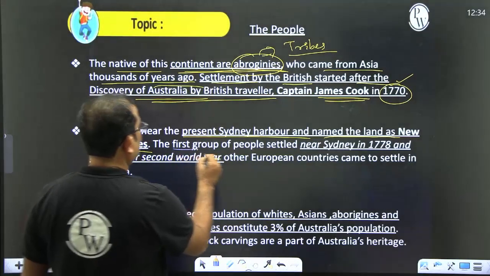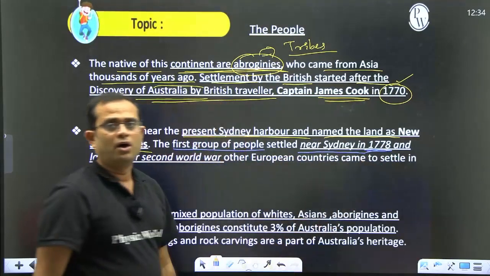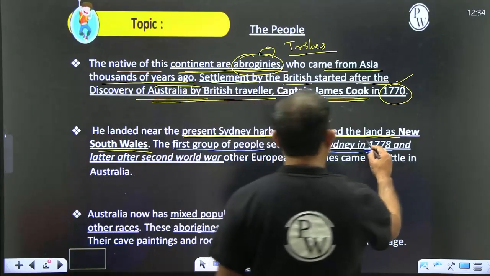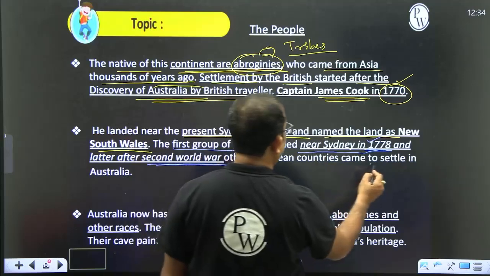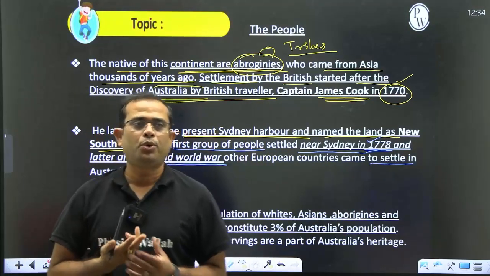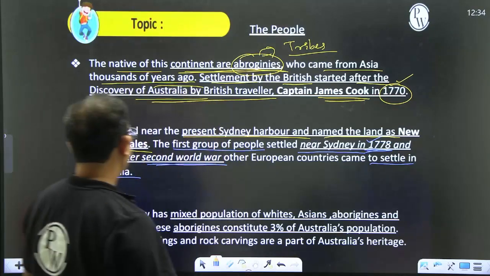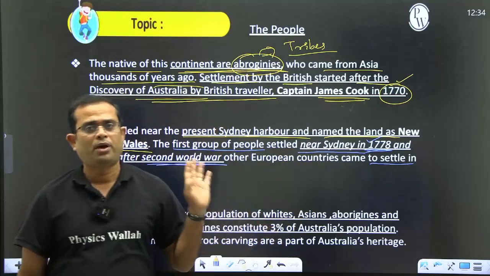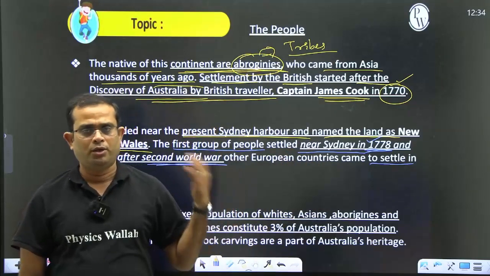The first group of people settled near Sydney in 1778. Later, after the Second World War, people from other European countries came to settle in Australia. We have already studied in mineral wealth that people also migrated to Australia because of the gold rush.